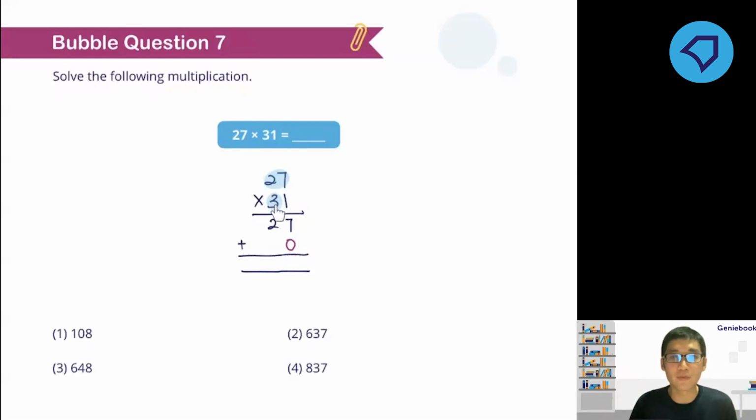Then I'll start taking 3 times 7. 3 times 7 is 21. So I put a 1 here, bring up the 2. Then 3 times 2 is 6. 6 plus 2 is 8. Now once I've gotten these two answers, let's add them together. 7 plus 0 is 7. 2 plus 1 is 3. Then 8 plus nothing, 8. So the answer is 837.